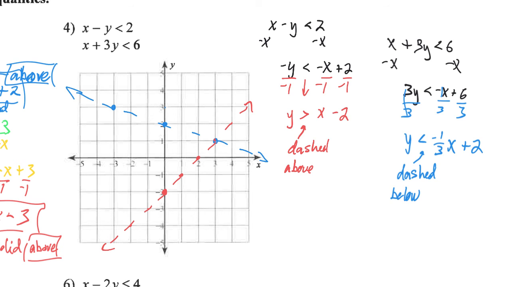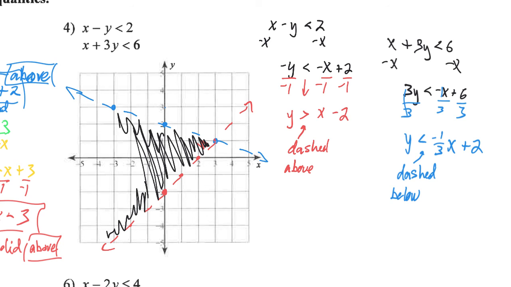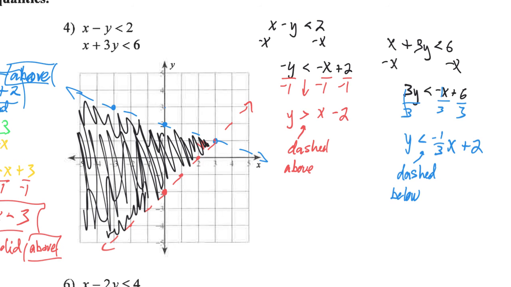Okay, so I want to be above the red line and below the blue line. So above and below. So everything below the blue line and above the red line would show up. I guess I'll do that in a different color right here. So you want to shade all the way to the red line, all the way to the blue line, and everything in between. Okay, you're above the red line and below the blue line.